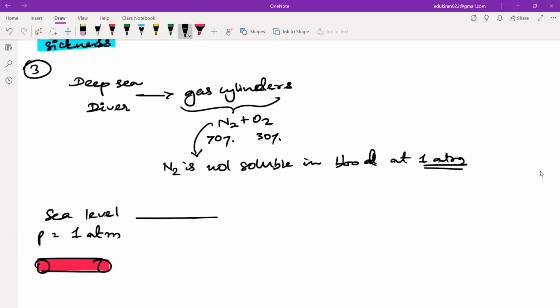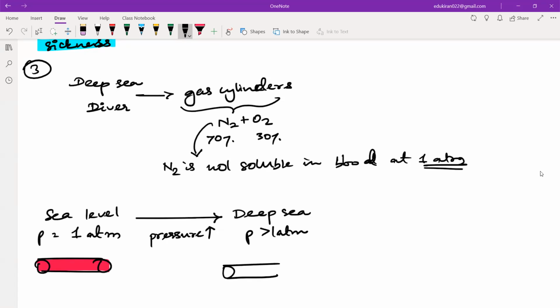And as you go down, as you go inside, what happens? The pressure increases, and you are now at deep sea. Now at deep sea, pressure is greater than 1 atm. अब यहाँ पे क्या हो रहा है? In the bloodstream you have some nitrogen also. अब nitrogen on its own it is not very bad because it is kind of inert only, ठीक है। तो यहाँ पे तो आपको कोई दिक्कत नहीं हो रही है because you have some nitrogen, okay, you have some nitrogen.